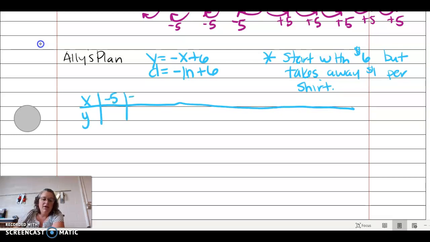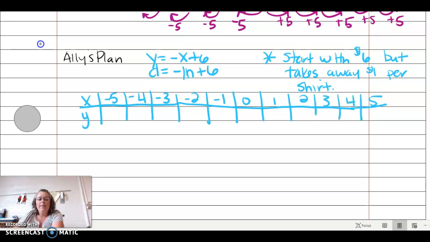So we're going to go -5, -4, -3, -2, -1, 0, 1, 2, 3, 4, 5. Okay, so we're going to start at 0. 0 shirts sold. She's still going to get that $6 to start. Now, if she sells 1 shirt, we take away $1. So that puts us at 5. And then we take away another $1 for her second shirt. So we have 4. And then 3, 2. It looks like we're taking away $1 every time going forward. And that would put me at 1 here for 5 shirts.